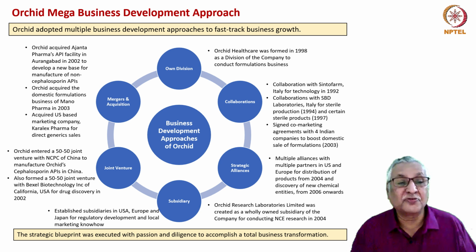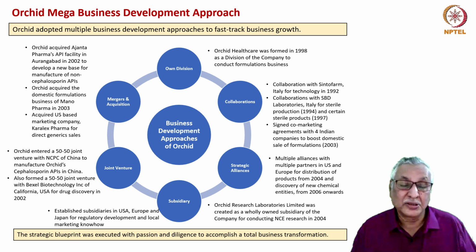Orchid acquired the domestic formulations business of Pharma in 2003, again another M&A activity. The company also acquired US-based marketing company Caralex Pharma for direct generic sales. The company simultaneously established subsidiaries in the USA, Europe, and Japan for regulatory development and local marketing know-how.